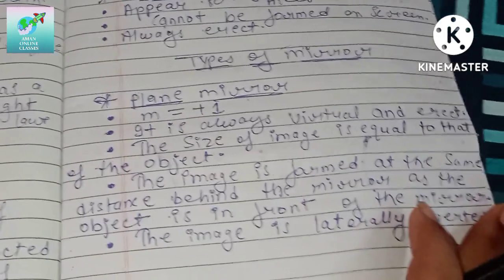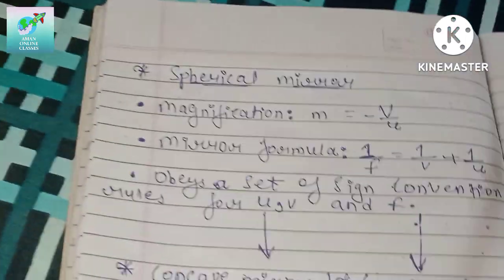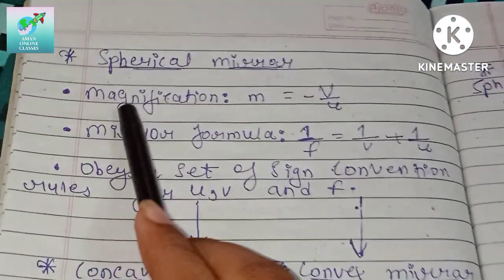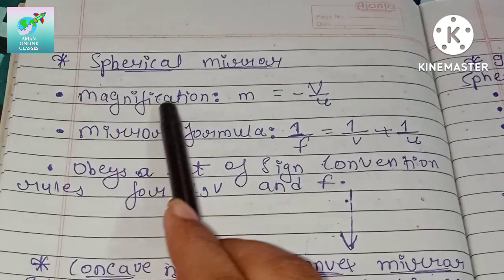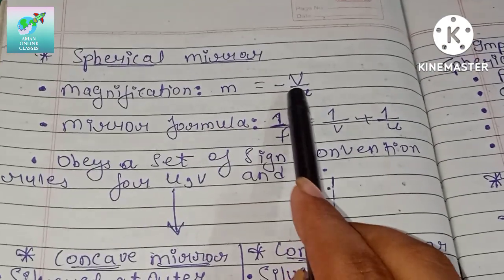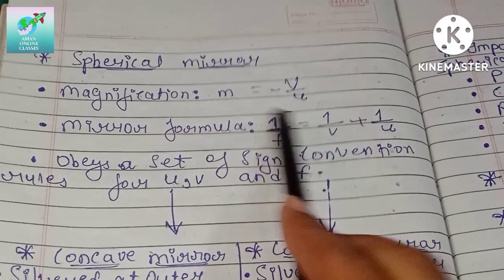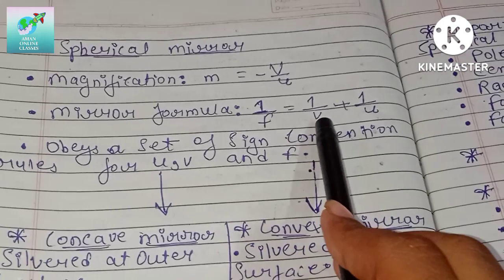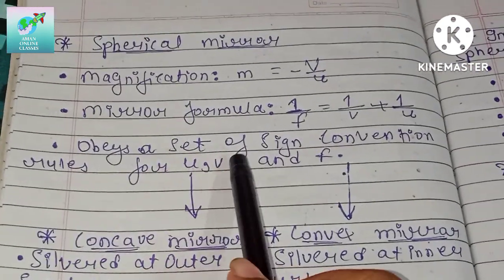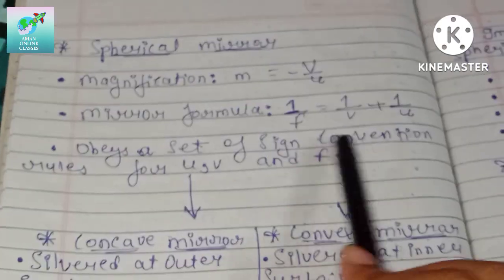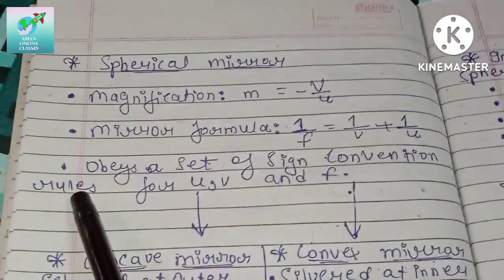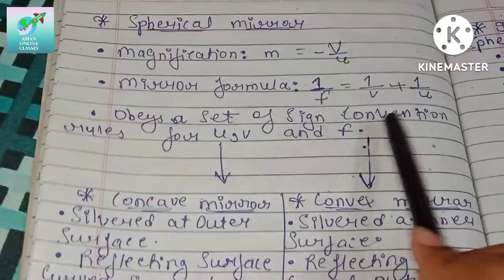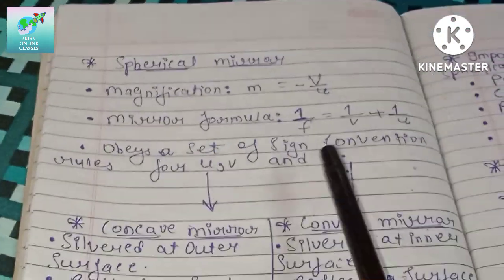Let's move to spherical mirror. Magnification. Point number 1, magnification is m = -v/u. Point number 2, mirror formula: 1/f = 1/v + 1/u. Point number 3, obeys a set of sign convention rules for u, v and f. Let's move to concave and convex mirror.